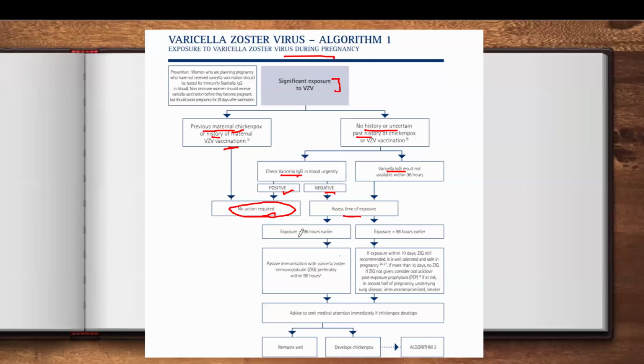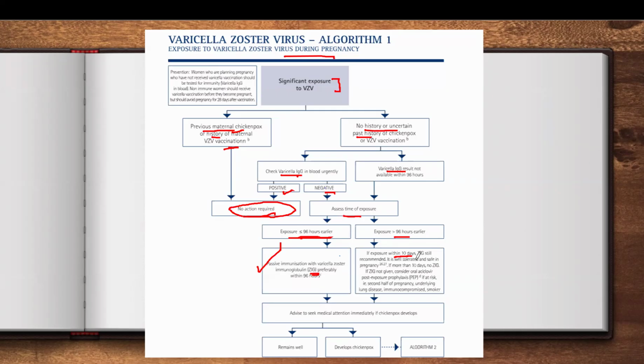For example, they have written that if the exposure is less than 96 hours, then we can give passive immunization with varicella zoster immunoglobulin. However, if exposure is more than 96 hours, then we can give it within 10 days. However, the best thing would be to give it within 96 hours, but within 10 days it can be given.